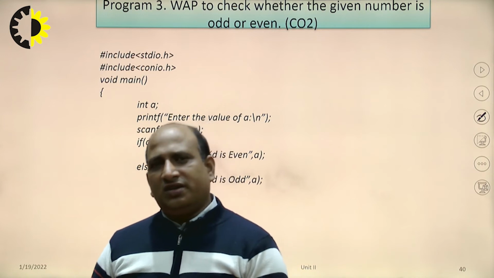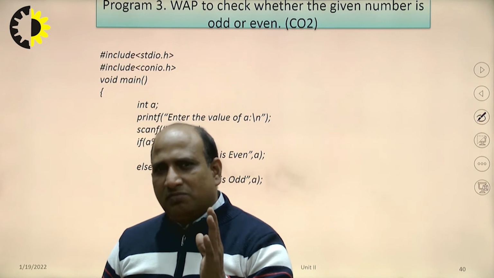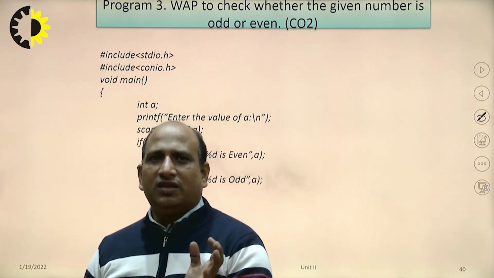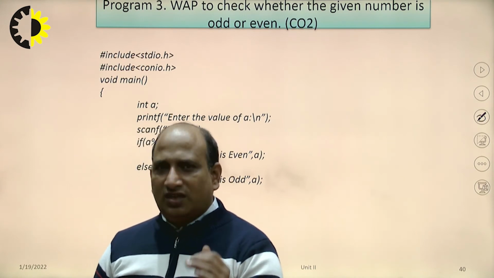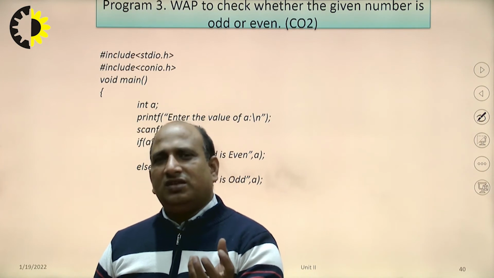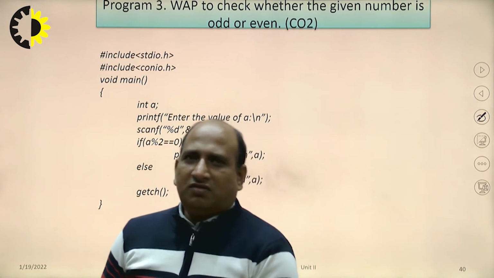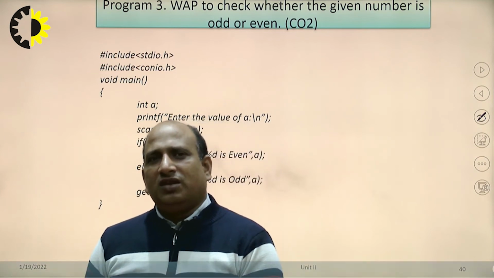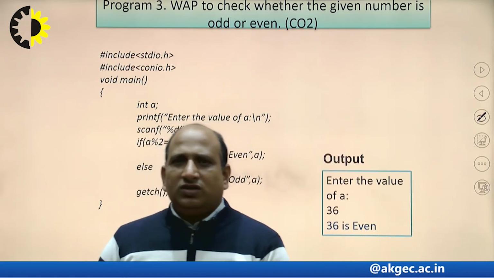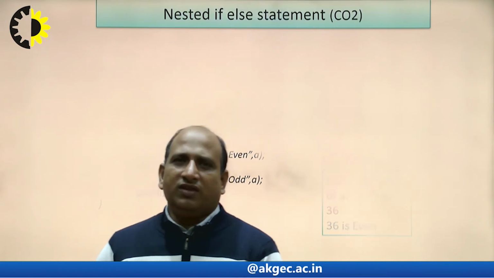It means the number a will be divided by 2, and if its remainder comes to be 0, it is divisible by 2, then it's even, otherwise it's odd. This way, whether the number is even or odd, the corresponding block will execute, and we are able to check whether the number a is even or odd. Now if the user inputs the number 36, it will be printed as 36 is even.